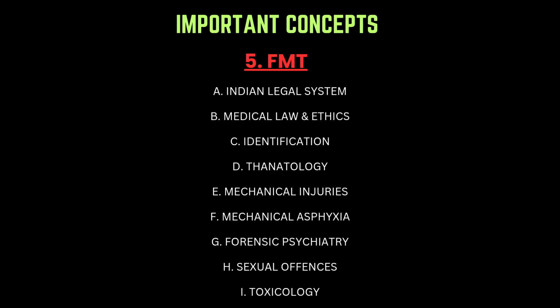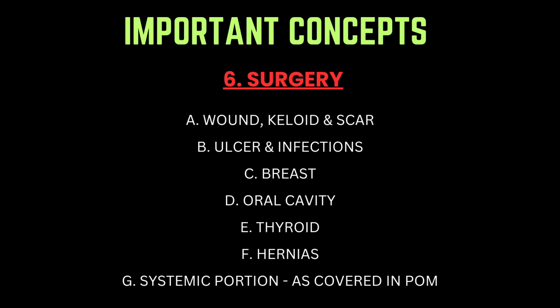Next, in FMT, you focus on chapters like Indian legal system, medical law and ethics, identification, thanatology, mechanical injuries, mechanical asphyxia, forensic psychiatry, sexual offenses, and finally toxicology. From surgery, the systemic portion has already been covered in the practice of medicine part. So you can read there, and along with that, you go through topics like wound, keloid, scar, ulcer, infections, breast, oral cavity, thyroid, and finally hernias.